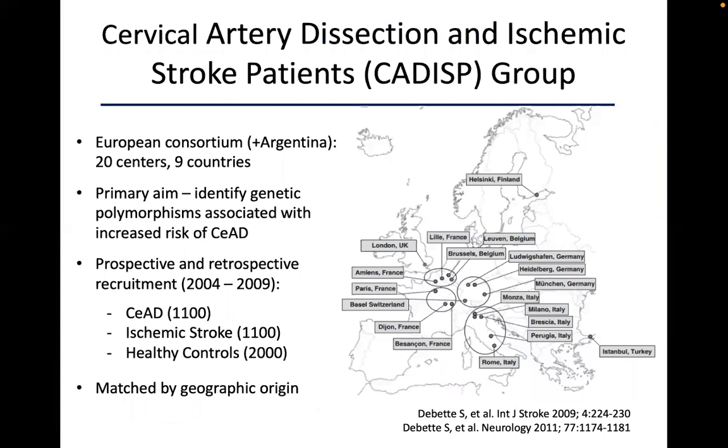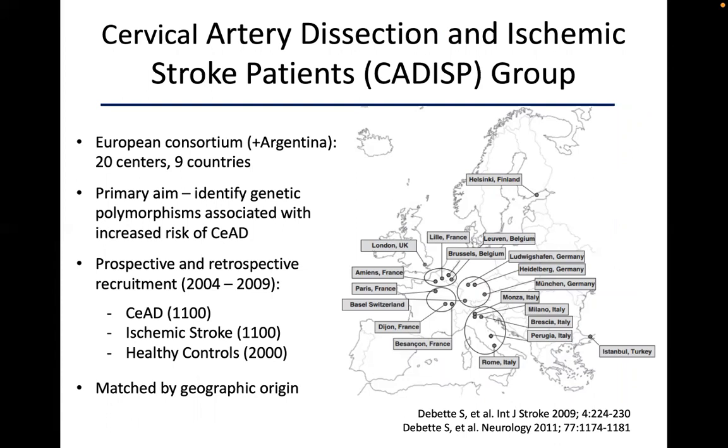Most of our understanding about the risk factors and demographics for these patients comes from the cervical artery dissection and ischemic stroke patients group, which is a consortium of over 20 centers across 9 countries, mostly in Europe, but also including Argentina. And this started initially to try and identify genetic polymorphisms that might increase the risk of cervical artery dissection. Patients were recruited between 2004 and 2009.